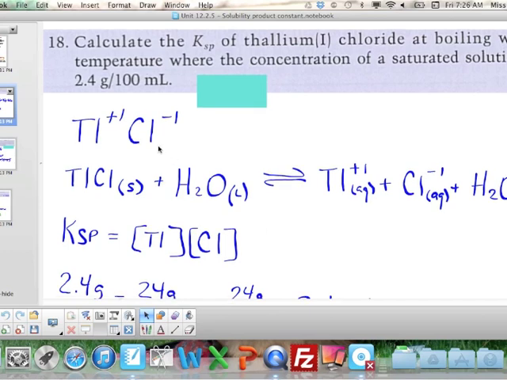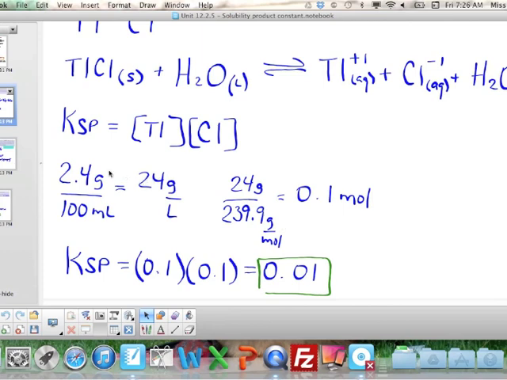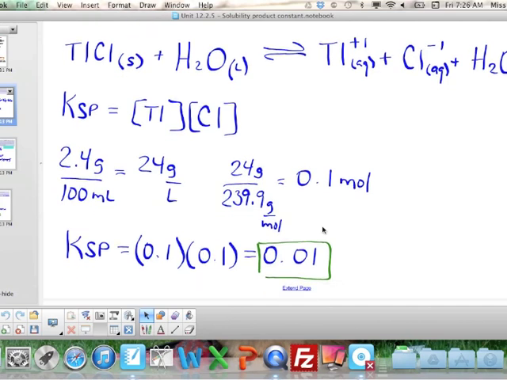Now, since I'm given a concentration in grams per 100 milliliters, I need to convert that into moles per liter, which I did over here, scaling to get the mass per liter. And then I took that mass over the molar mass to get the number of moles. I plug those numbers into the Ksp. Since the ratio is 1:1, I get 0.01, and as usual, there's no unit for the Ksp. That's a simple example. Let's move on to a slightly more difficult one.